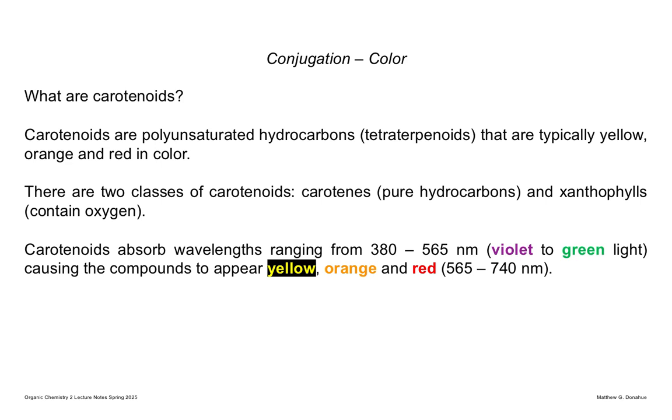Carotenoids are polyunsaturated hydrocarbons, and I'm going to use this word, tetraterpenoid. At the end of the lecture, we'll talk about what terpenes are. They're typically yellow, orange, and red in color. Of the carotenoids, there's carotenes, which are pure CH compounds, carbon and hydrogen only. And then xanthophylls, which contain oxygen.